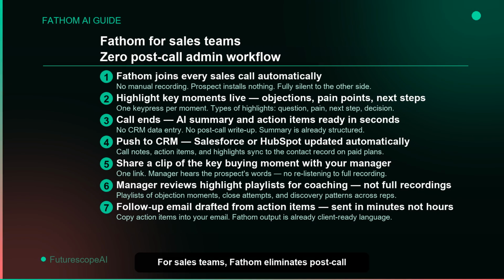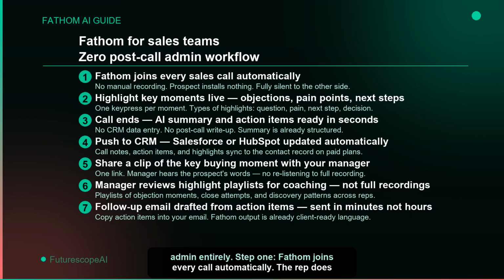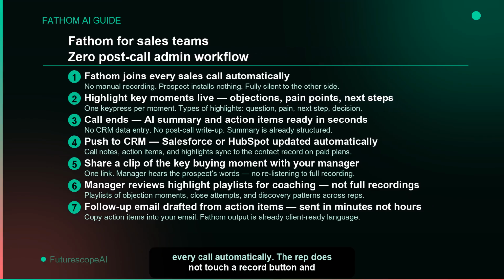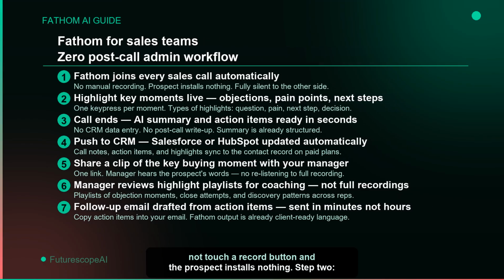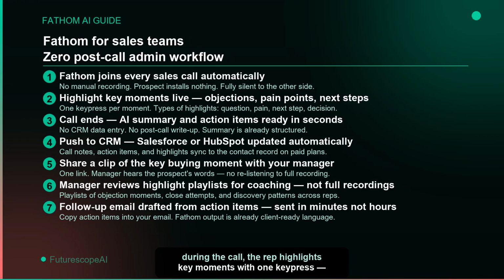For sales teams, Fathom eliminates post-call admin entirely. Step 1. Fathom joins every call automatically. The rep does not touch a record button and the prospect installs nothing. Step 2. During the call, the rep highlights key moments with one key press. Objections, pain points, next steps, and buying signals are all bookmarked live.